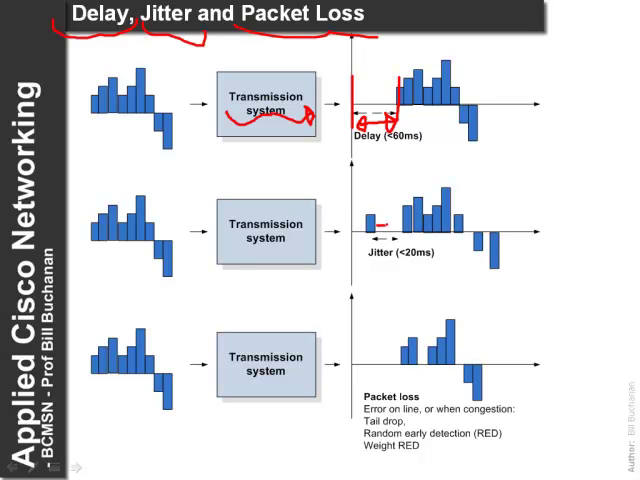Jitter depends on the variation between transmitted signals. In this case, the jitter must be less than 60 milliseconds. The delay should be less than 60, and the jitter should be less than 20 milliseconds. And then we can have packet loss. In this case, this packet has been lost, and this one.